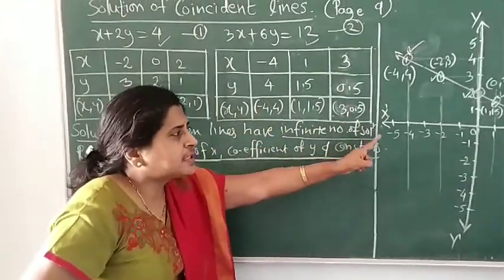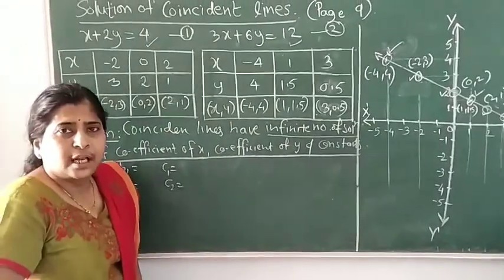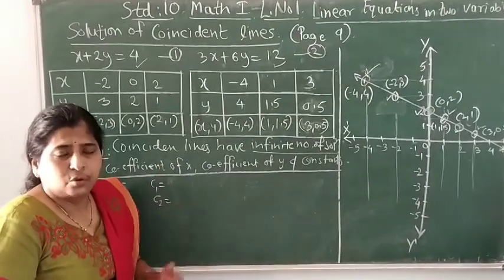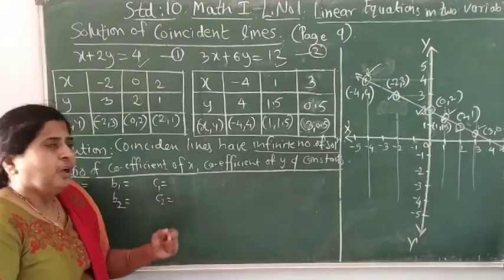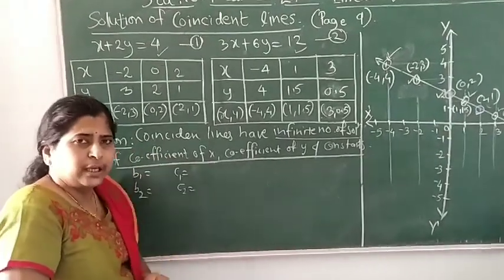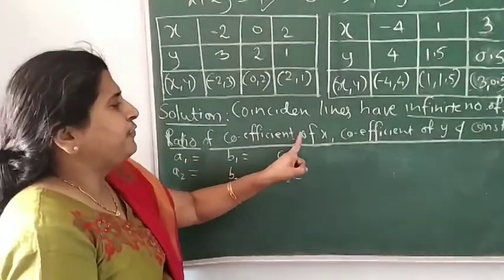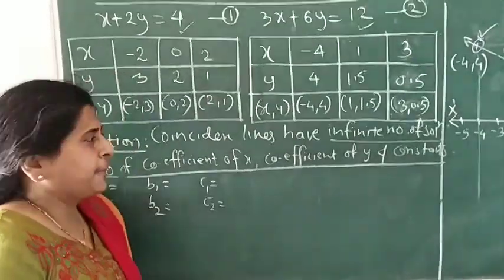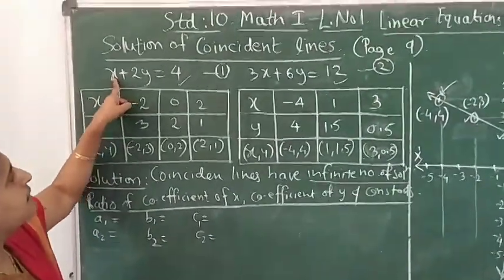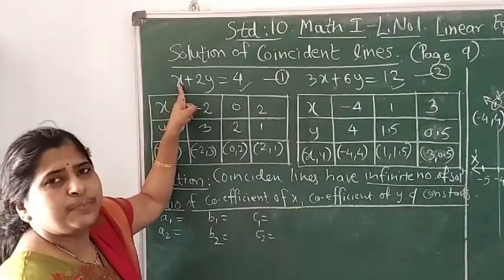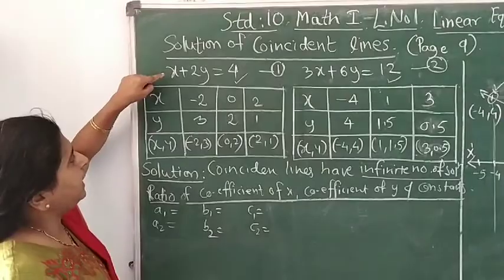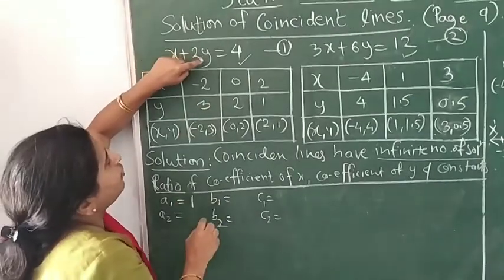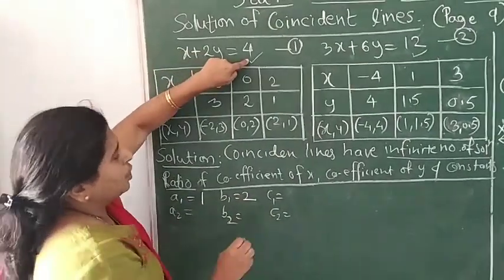Now, graphically we have seen coincident lines. But if we don't draw the graph, can we still find whether these lines are coincident or not? How can we get it without drawing the graph? For that, we will take the ratio of coefficients of x, coefficients of y and constants, and then compare them. Let's compare the given equations with the standard form ax plus by is equal to c. In the first equation, the coefficient of x is a1 which is 1, the coefficient of y is b1 which is 2, and the constant is 4.